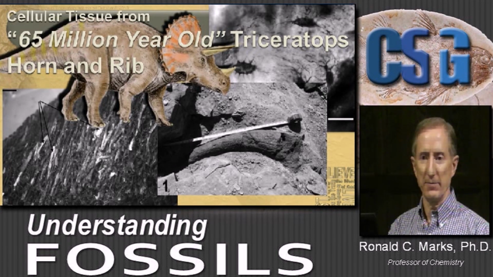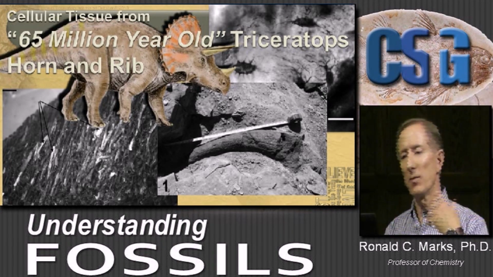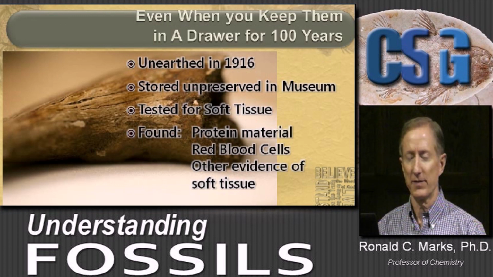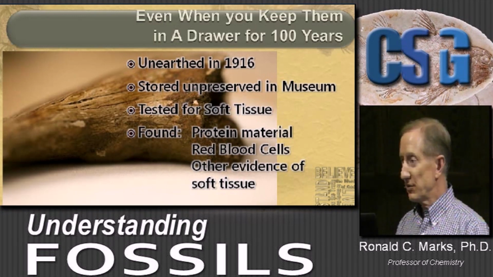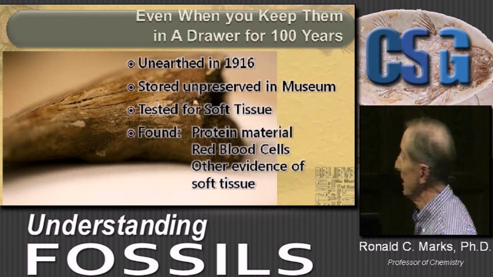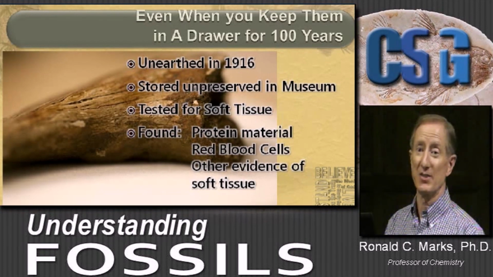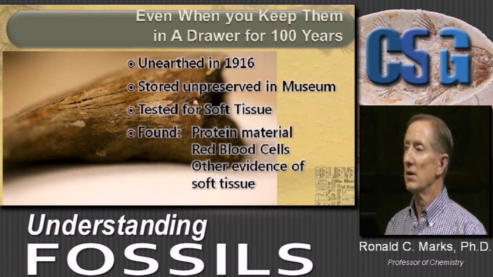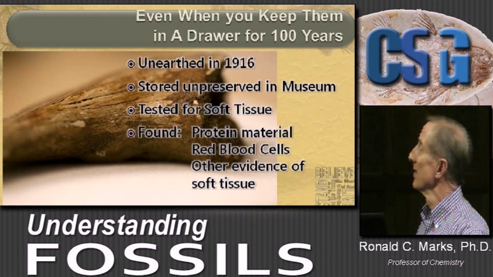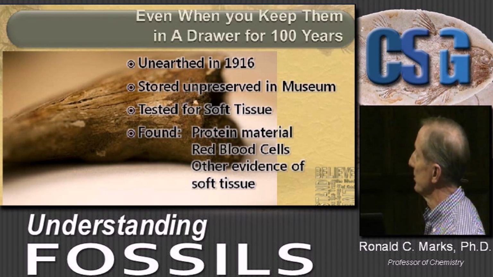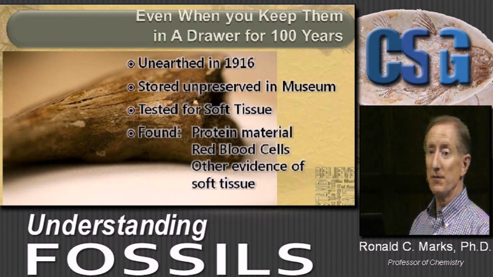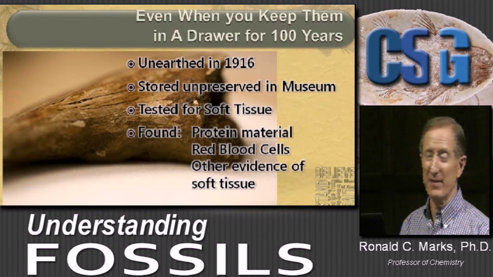So another group of evolutionary scientists said, well, what about bones that haven't been preserved? So they went to a museum and they pulled these bones out of the drawer in the museum. These bones were actually dug up in 1916, so they've been sitting in this drawer for 100 years. And they said, okay, so they haven't been preserved. There's nothing special about them.